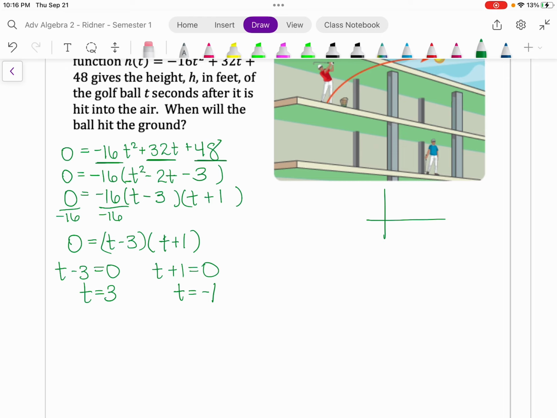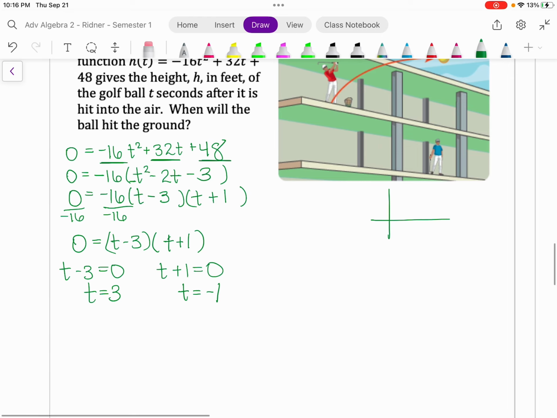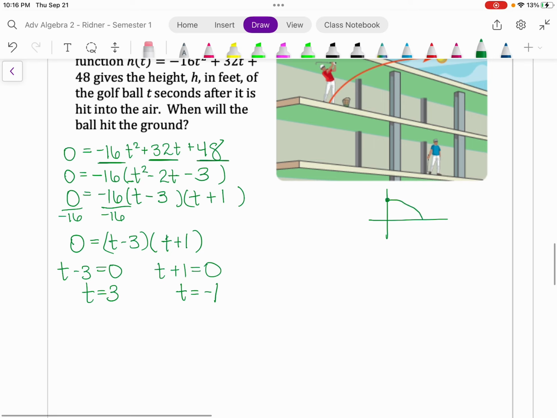Now to answer the question, here's my golfer guy and he's shooting it, here's the ground. So if the x-axis is time, this is 0 seconds and this is positive seconds. So if I look at my answer choices, I know that the answer has to be positive because we're not going back in time. We don't say it takes negative 2 seconds. So my answer here is 3 seconds. And then the ball will hit the ground.